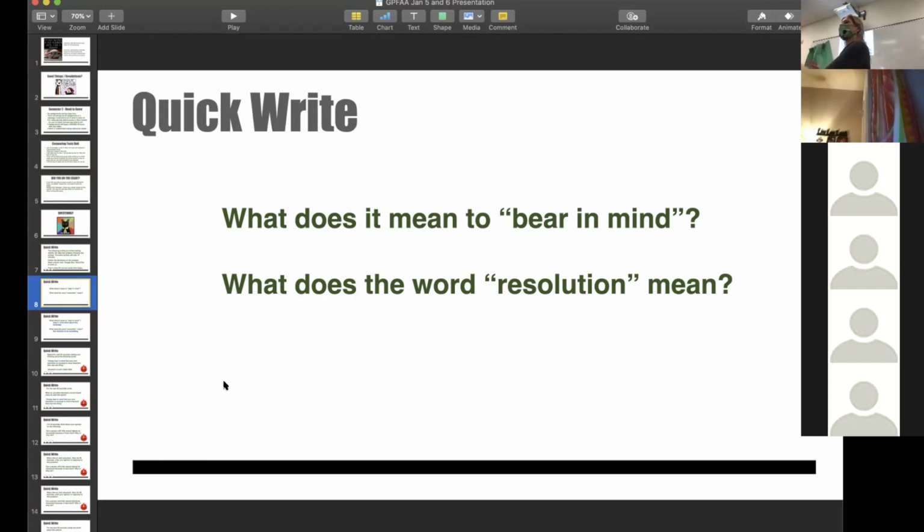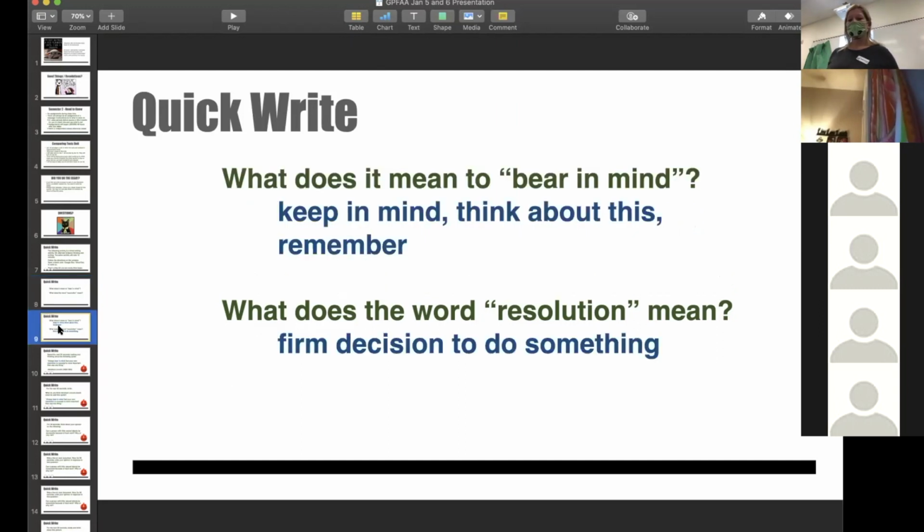How did this end up? How was this solved? But if we're talking about a New Year's resolution, it's a goal, or something that you have decided is going to happen. Okay, it's a decision to do something. So for our context today, we're going to use resolution in the sense of a decision to do something. And as we said, bear in mind means keep this in mind, think about this, remember.